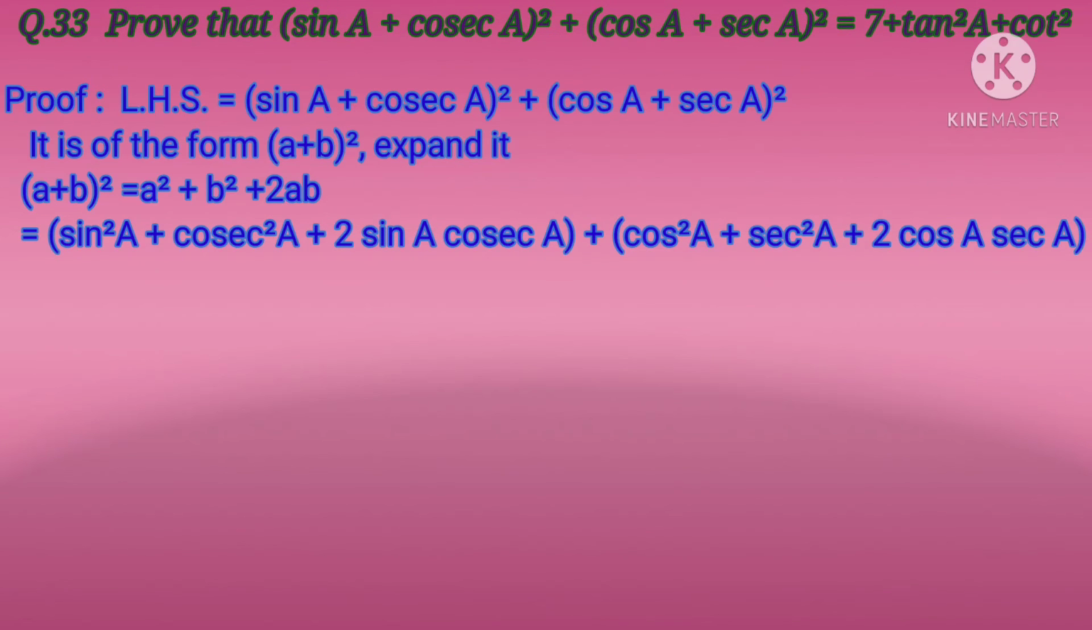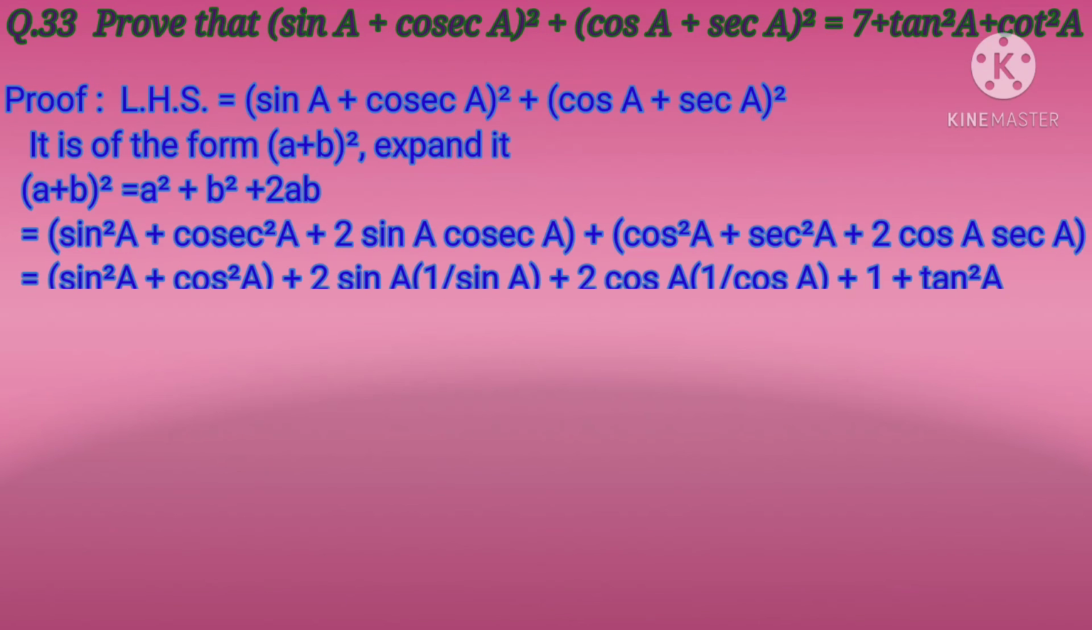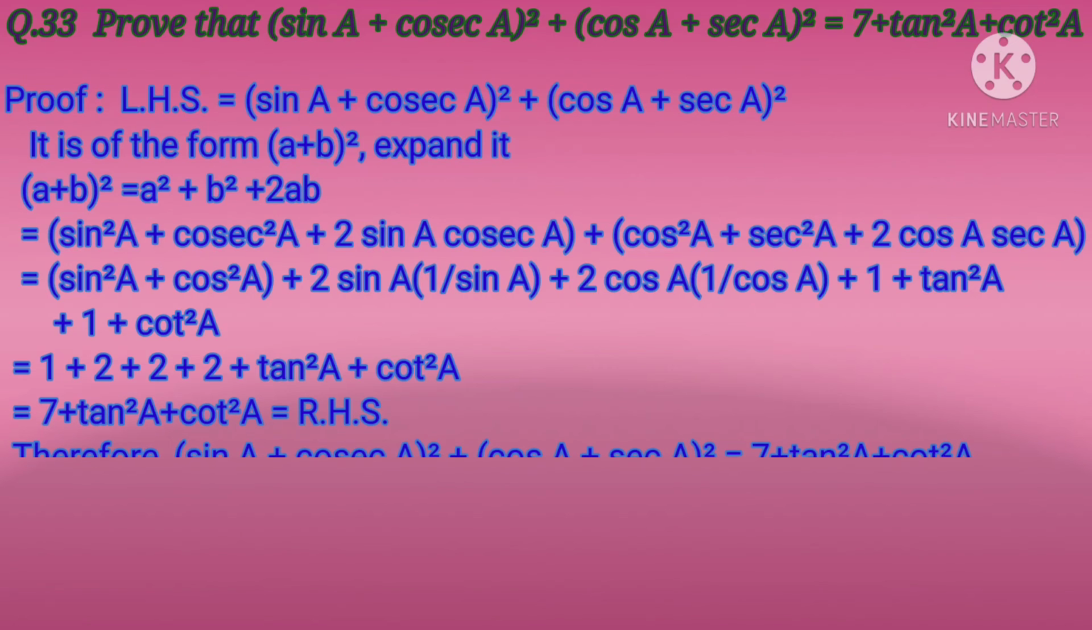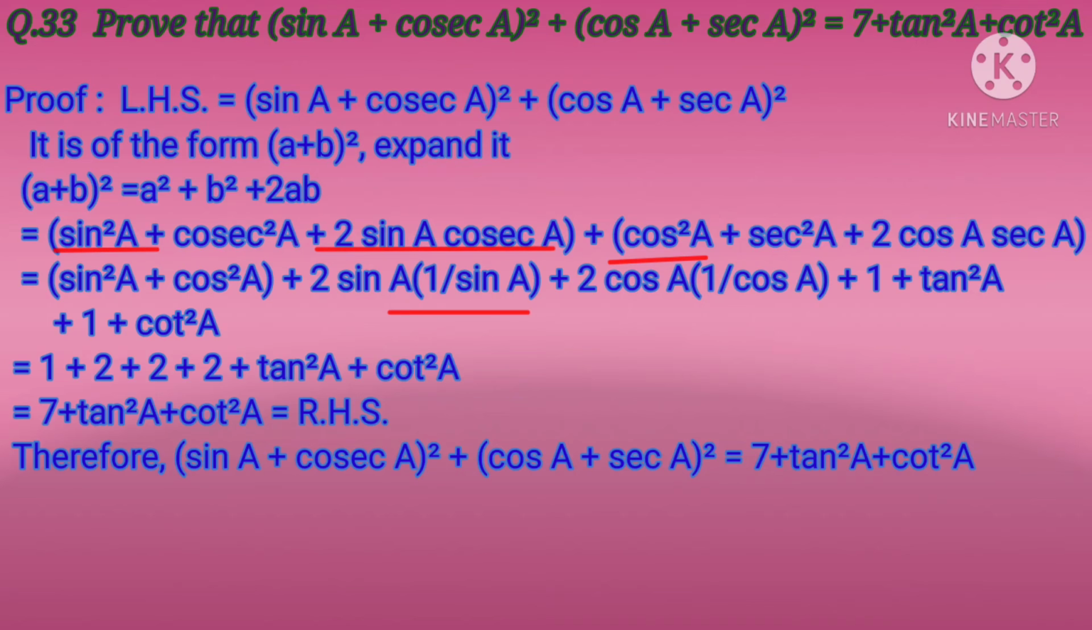So we will get sin square A plus cosecant square A plus 2 sin A cosecant A. And here also cos square A plus secant square A plus 2 cos A secant A. Now we will combine the terms to make trigonometric identities. So sin square A plus cos square A we will write together, plus 2 sin A cosecant A, which is 1 by sin A, plus 2 cos A secant A, which is 1 by cos A, and cosecant square A we will write as 1 plus cot square A, and secant square A is equal to 1 plus tan square A.